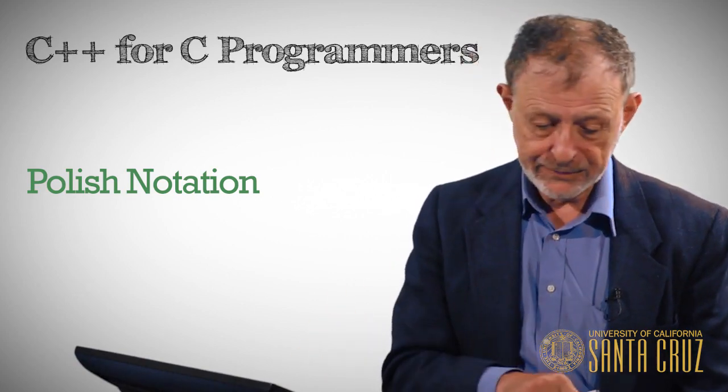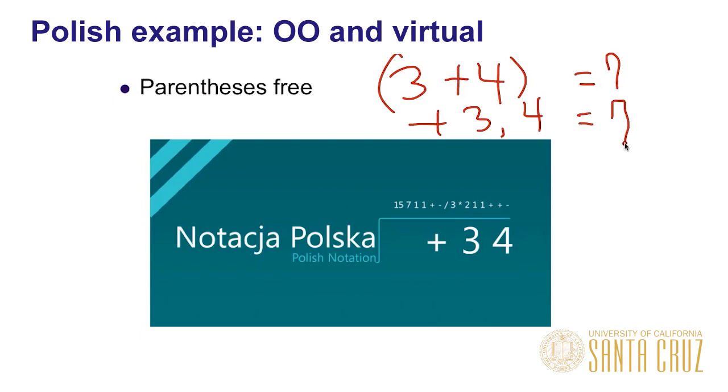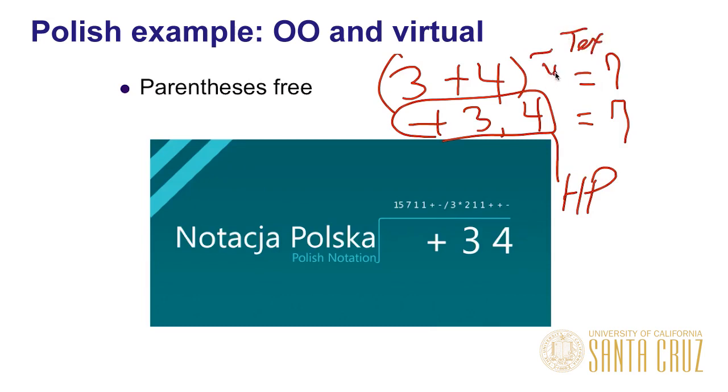So instead of 3 plus 4, we have plus 3, 4, and that just means apply binary plus to the two arguments 3 and 4, and both of these are going to end up evaluating to 7. This is going to be how you would do it on an HP. In the old days, the Texas Instruments would have what we call ordinary infix notation.